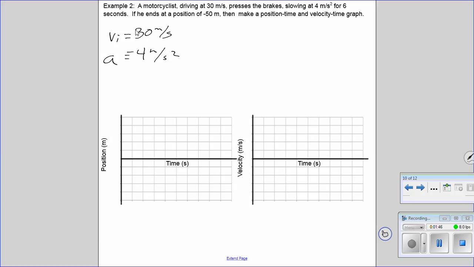All right, and then it says he's doing that for 6 seconds, so hopefully you're all able to identify that 6 seconds is the time. And then it says he ends at a position of negative 50 meters. So is that my final velocity, you guys? Yeah, that's your position. Good, that's my final position. All right, so that's the other thing that sort of comes up here now. Because we're talking about both position and velocity, you're going to have both initial and final velocity and initial and final position. Initial and final velocity are going to be VI and VF. Initial and final position are XI and XF. Cool?